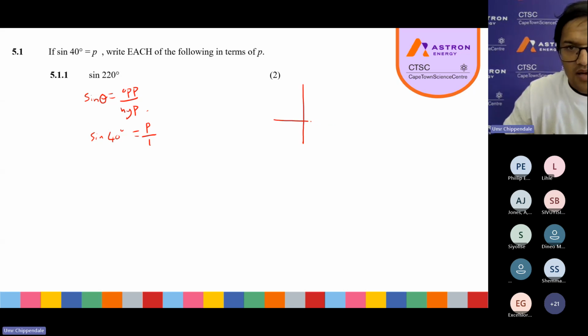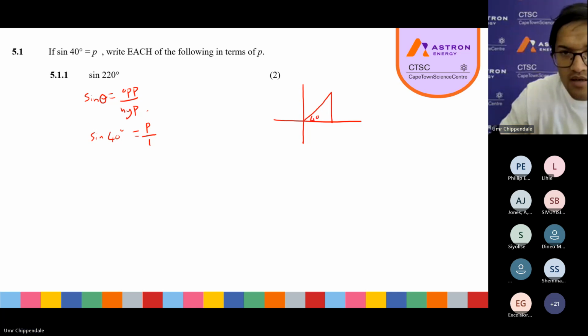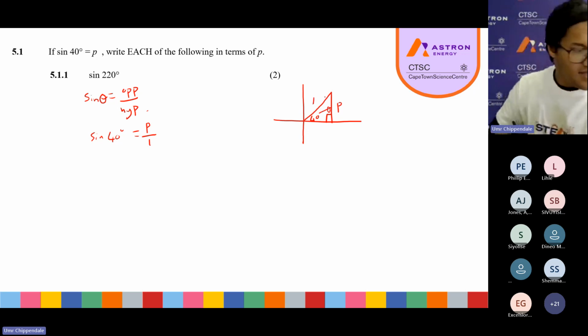let's make it like a Cartesian plane over here. So we'll go up like this. In this particular case, we're dealing with 40. We have our 90 degree over here. And that means sine 40 is equal to opposite over hypotenuse. So opposite our angle, the side over here, that will be P. And our hypotenuse is at the bottom, so that will be 1. Right, so we have it just like this.